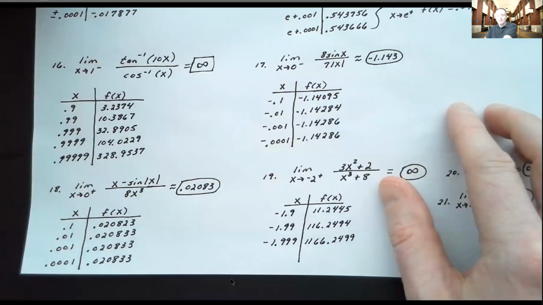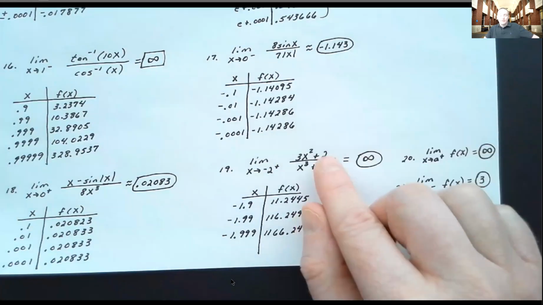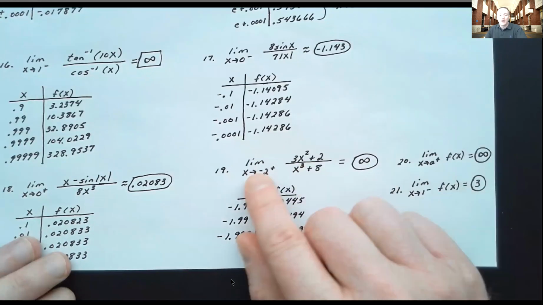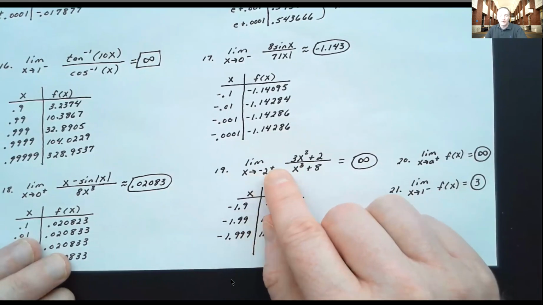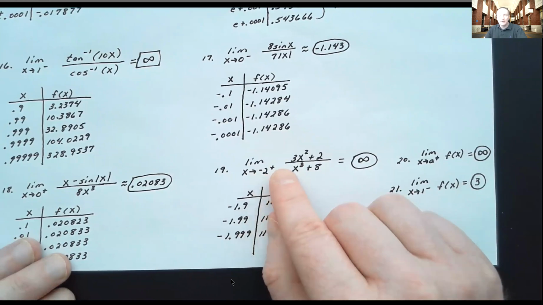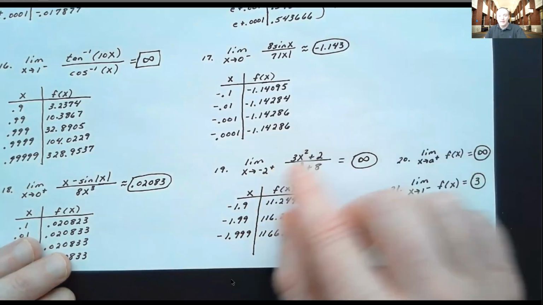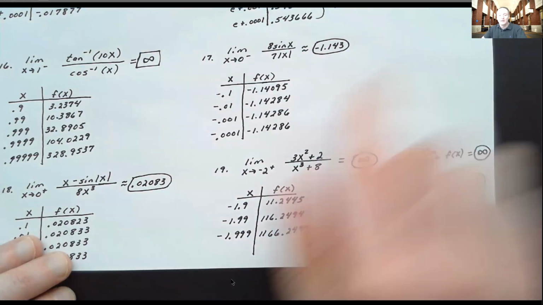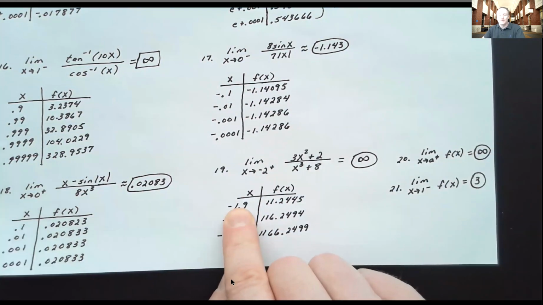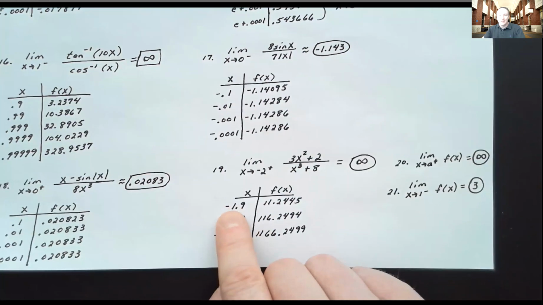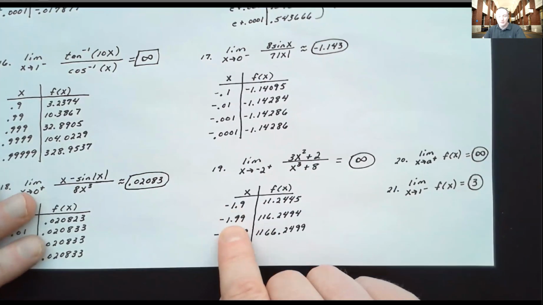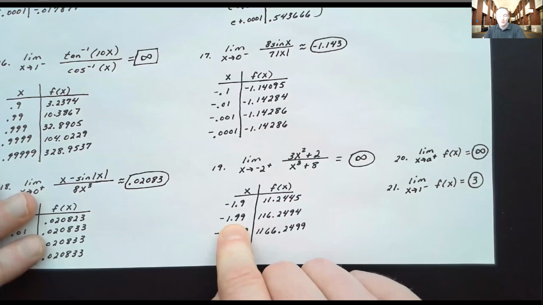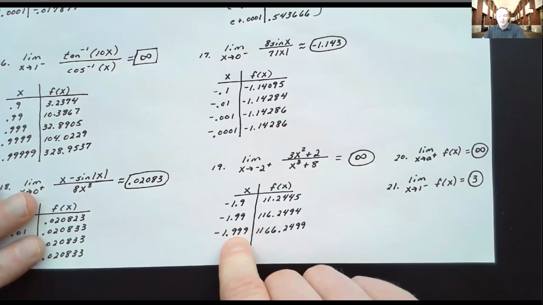For number 19 here, pretty straightforward problem. It goes back to just a rational function, but it's wanting the limit as you're approaching -2 from the right. Please be careful with that. I see students make sign errors when they're approaching negative numbers. Remember, if you're approaching a negative number from the right, your number is less negative. So -1.9 is 1/10 of a unit to the right of -2. -1.99 is 100th of a unit to the right of -2. And then this is 1,000th of a unit to the right of -2.